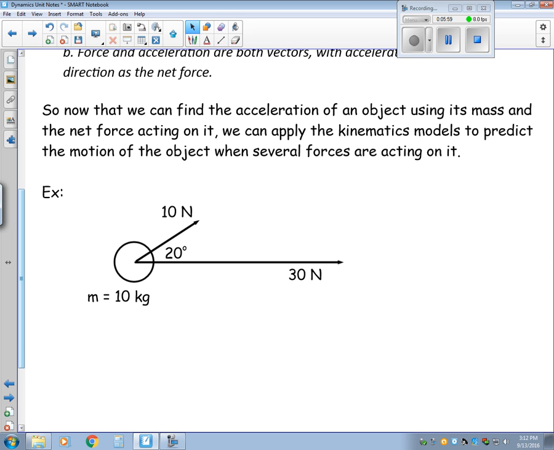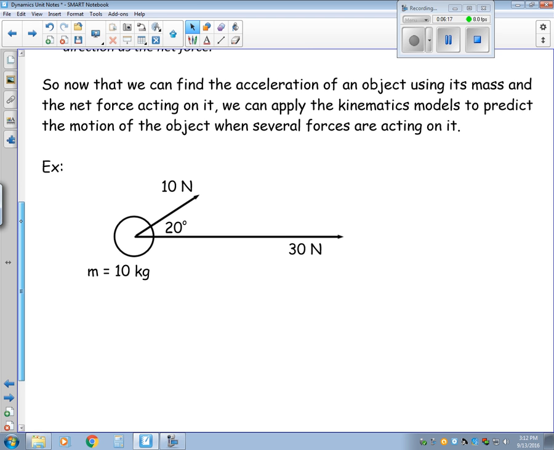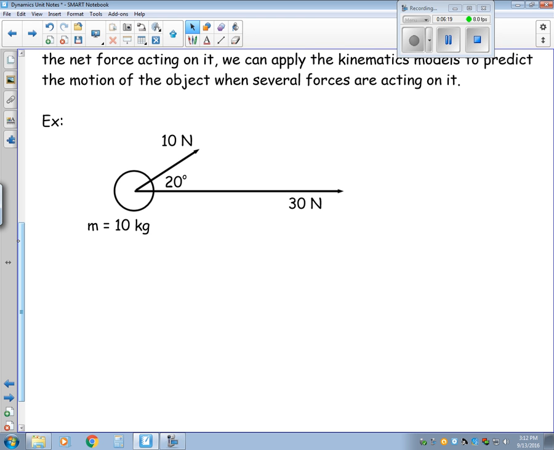Let's say we have an object that has 2 forces acting on it. This first force is 10 newtons at an angle of 20 degrees. The second force is horizontally at 30 newtons. The object itself has a mass of 10 kilograms. So, let's do a little bit of math with this.